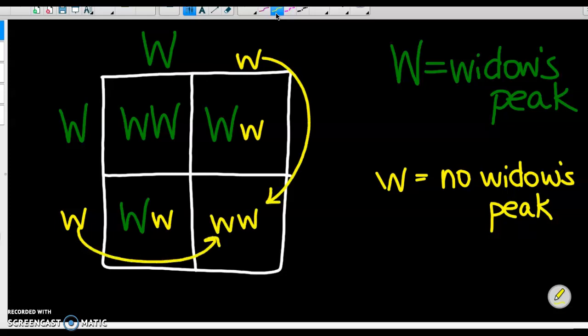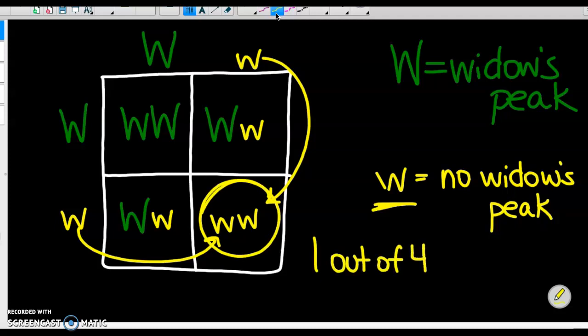Okay, so they were wanting to know why Joe does not have a widow's peak. So we can look here and see that no widow's peak is lowercase, lowercase, and we do have one of those. So that means we have a 1 out of 4 chance of having a child without a widow's peak, which is why he ended up that way, or 25% chance.